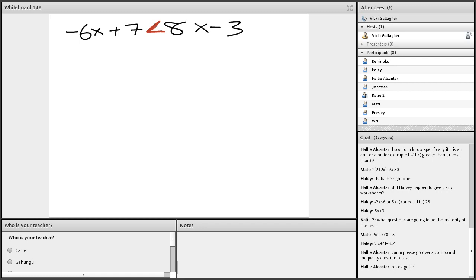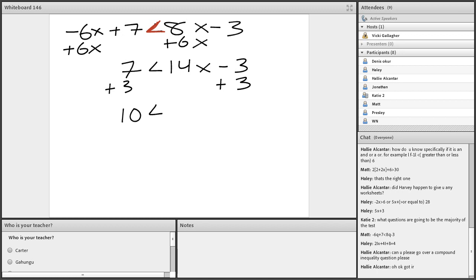The first thing I'm going to do is take the negative 6x and move it to the other side to be with the 8x. 8 plus 6 is 14. Okay, and then I'm going to add this 3 away from the x, and I'm going to divide by the 14.